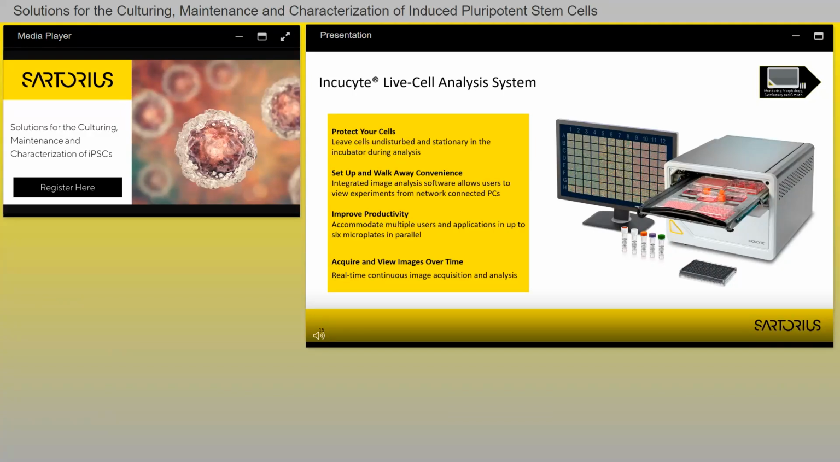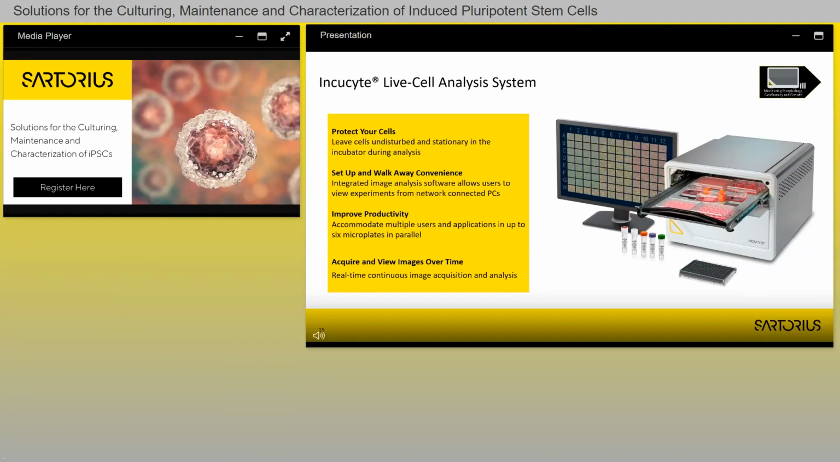So here's the Incucyte live cell analysis system. On the right, we've got a picture of what the system looks like and some of the reagents that you can use with the system in the little tubes there. And it gives you an idea of the sorts of flasks and plates that can be used with the system as well.